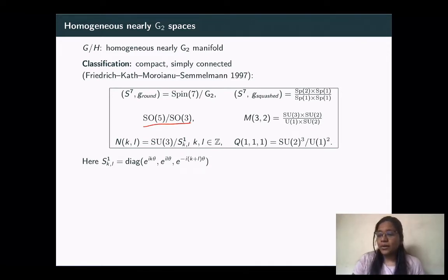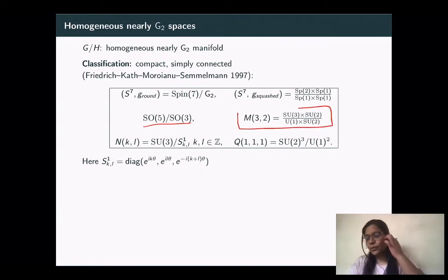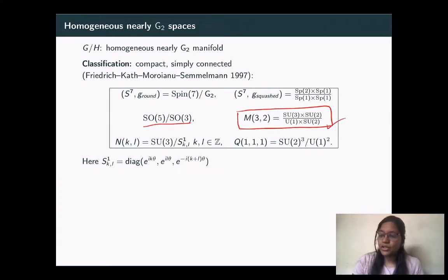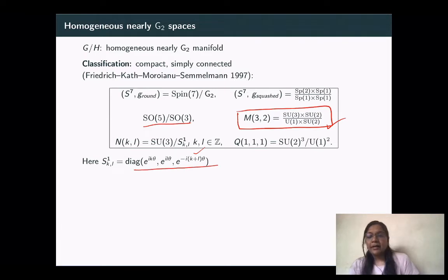On the Aloff-Wallach space, for k and l both equal to 1, there are two different nearly G2 structures. This one is the 3-Sasakian one. Don't worry about it if you do not know it, you can just know that for N11 there are two different nearly G2 structures. One is given by this homogeneous structure and the other is given just by SU(3) mod U(1)_{k,l}, where U(1) is embedded inside SU(3) via this embedding. And the last one is given by SU(2) cube mod U(1) square.